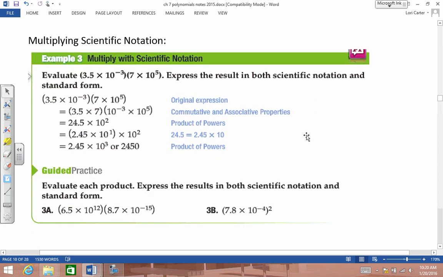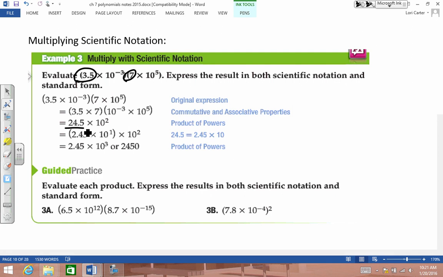Okay, now, this is the part you need to learn. We're going to multiply scientific and divide scientific. When you multiply, you're using your rules of exponents. You multiply the mantissas. What do you do with exponents of like bases when you multiply? You add them. So what we do here is we take 3.5 times 7. What's 3.5 times 7? 24.5.